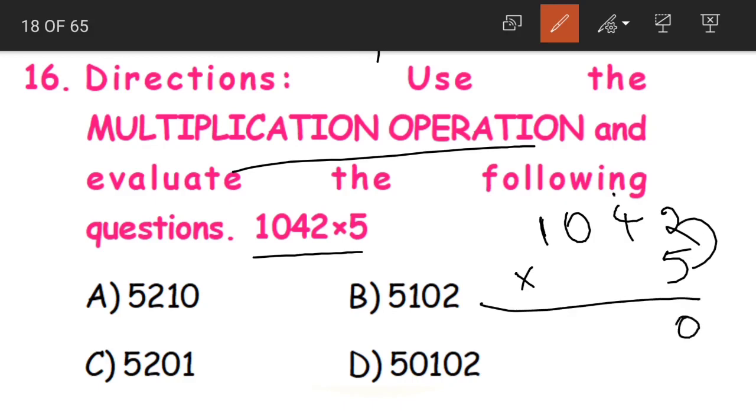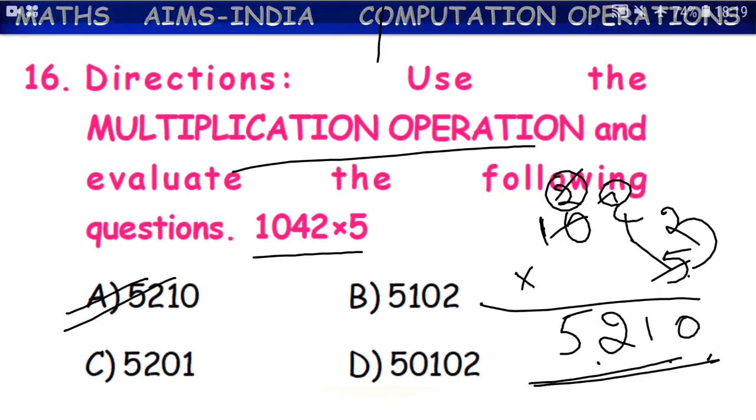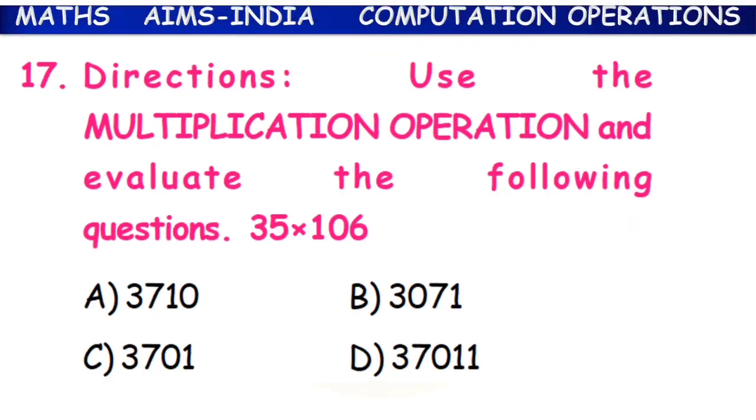5 twos are 10, 0 here 1 carried. 5 fours are 20 plus 1, 21, 1 here 2 carried. 5 zeros are 0 plus 2 becomes 2. 5 ones are 5. What is the answer, children? 5210. That is option A. Moving on to question number 17.